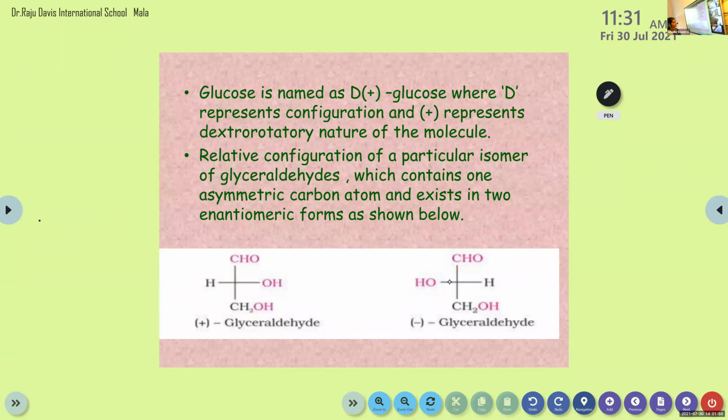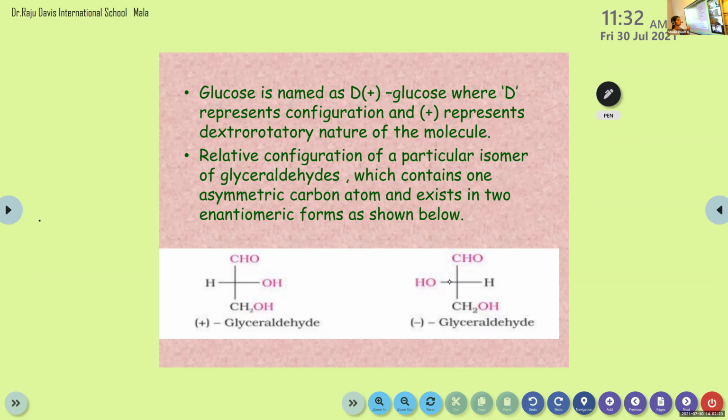This glyceraldehyde is an example of an asymmetric molecule. That means the carbon atom consists of different groups. The center carbon is known as asymmetric carbon because different groups are attached to the carbon. And enantiomer means the non-superimposable mirror image of its structure. So there are two forms for this glyceraldehyde. One is plus form and the other one is minus form.